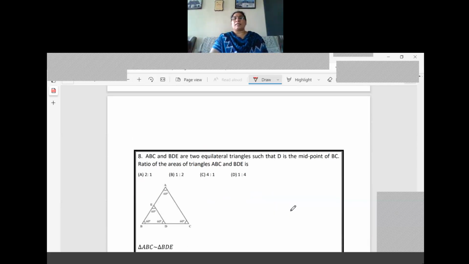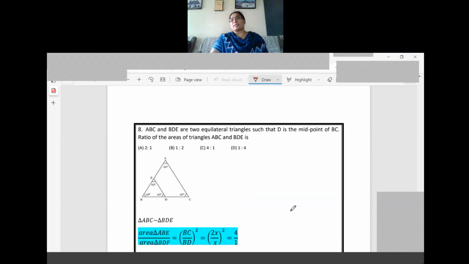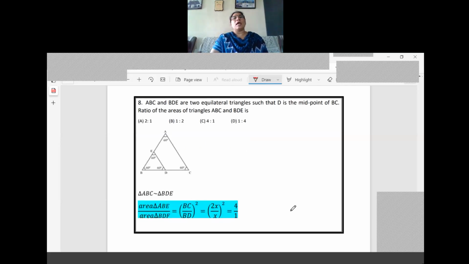Triangle ABC and triangle BDE are two equilateral triangles. D is the midpoint of BC. Find the ratio of the areas of triangle ABC and BDE. Once again, it is an equilateral triangle. We know that they are similar only, right? So both are similar. If it is similar, what can we write? The ratio of the areas is the square of the ratio of their corresponding sides. So we take BC and BD relation. BC is 2 times BD because D is the midpoint. So BC by BD whole square, so it is equal to 2x by x whole square. It is equal to 4 is to 1 only.